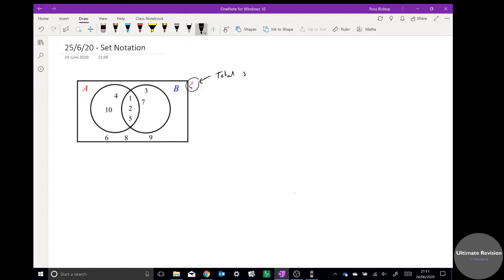Let's do a slightly harder one. What about the number of elements in... Well, let's list the elements in A intersection B dash. Okay, so number 7. So this means in A and outside B. Okay, that's the B dash. So what's in A but outside of B?